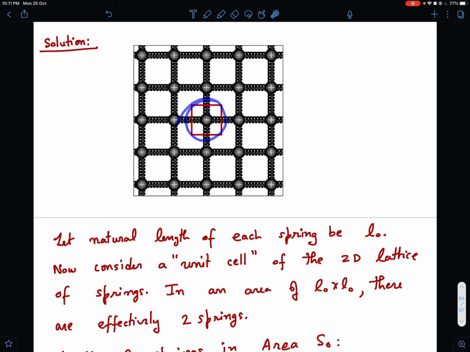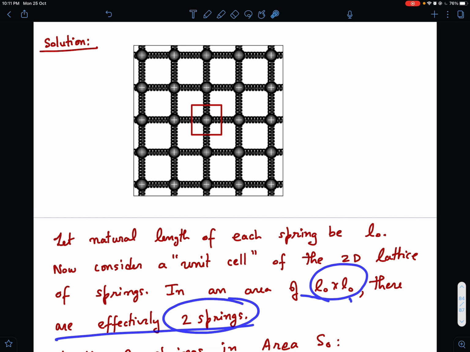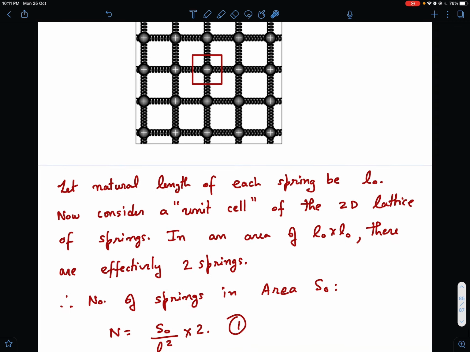Now how many springs are there in this unit cell? It sounds like chemistry, right? Solid state. But I am sure you are able to follow what I am trying to say. So you see, half of this spring, half of this spring, half of this spring, and half of this spring. So effectively there are 2 springs in the unit cell, right? So in the area L naught by L naught of the 2D lattice, there are effectively 2 springs.